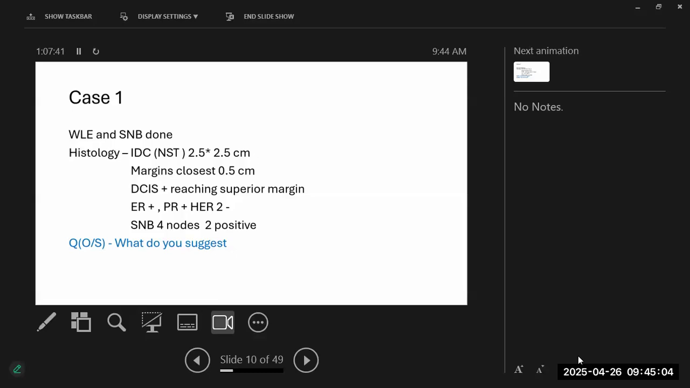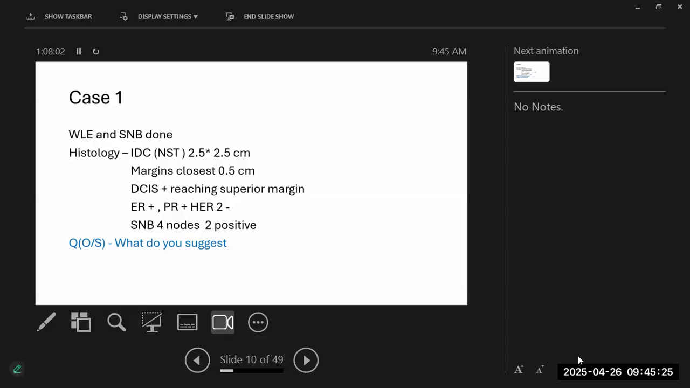So if you see in Sri Lanka, it's 1 millimeter. We all agree upon that. The British guidelines say 1 millimeter, no question about that. But if you see the American guidelines, they say no ink on margin. So we stick to whatever the guidelines say. Please stick to the protocols in your country or the center that you are working in, right? So yeah, margin safety, if it is DCIS.